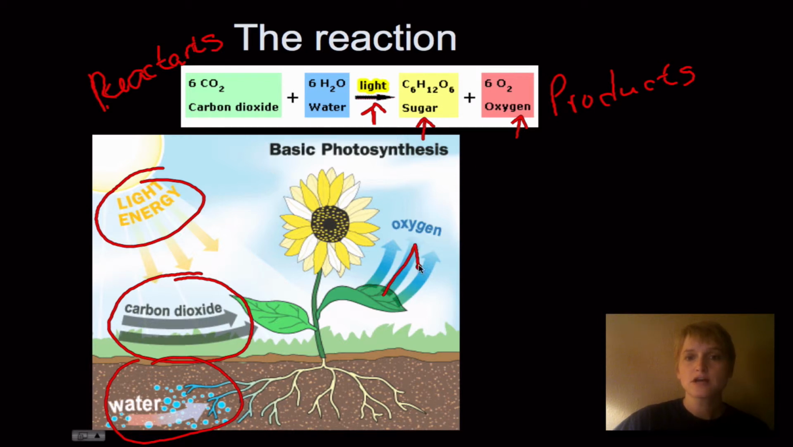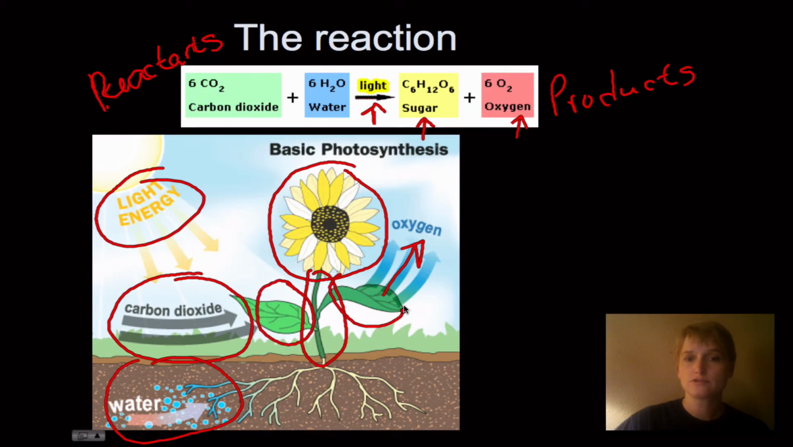Okay, so the oxygen is given off into the atmosphere, but the sugar is contained in the biomass of the plant. So each part of the plant is made up of those sugars that are generated from this reaction, and we call that the biomass. It's basically just the matter that makes up the plant.